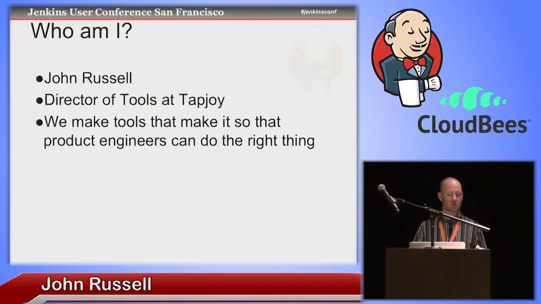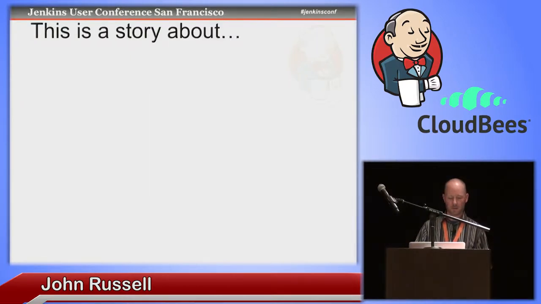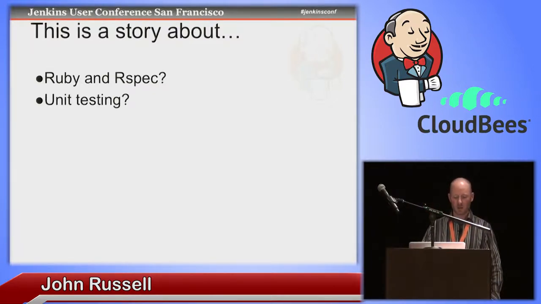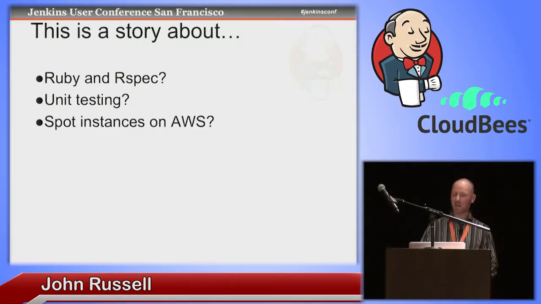So I'm John Russell. I'm the director of tools at Tapjoy, and the thing I tell everybody is that we make tools so that product engineers do the right thing in all the different ways that is. So really quickly, this story is about Ruby and RSpec, but it really isn't that specific to Ruby, but we can talk about that if you like. Unit testing, although again, it could be any other Jenkins job. Spot instances on AWS, it's a little more like that.